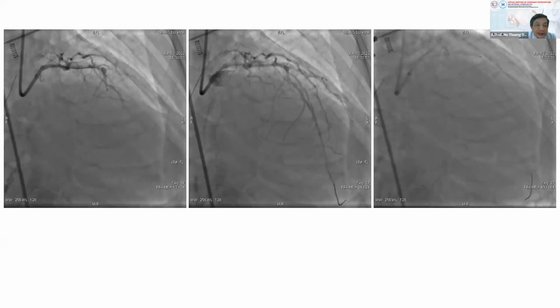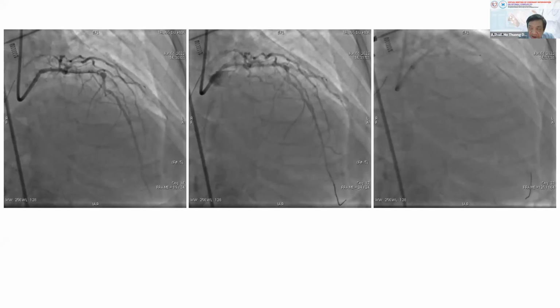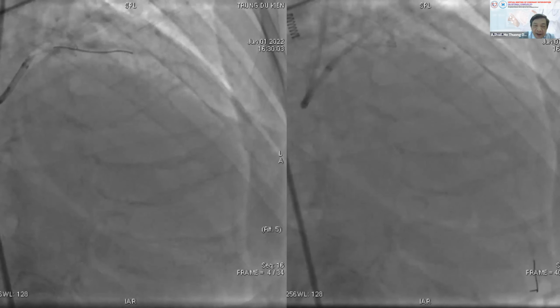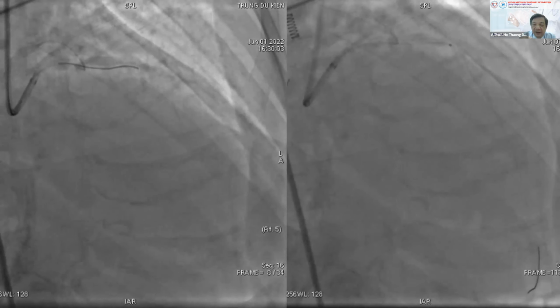Here we can see the first wiring was very difficult because of the very severe calcification in the proximal segment. As you see, the tip of the wire goes to the most severe calcified stenosis. And you can see when I push the small balloon, 0.8 by 10 millimeter, a very small balloon I have, it gets stuck in the severe lesion.